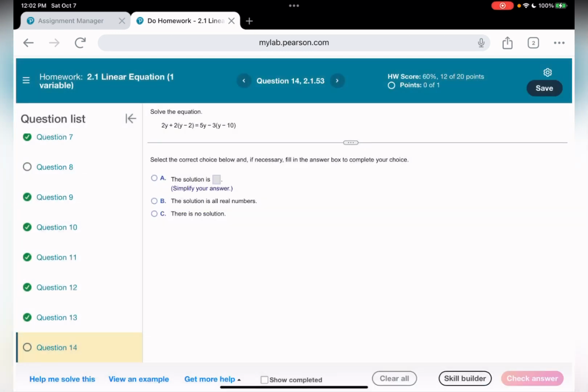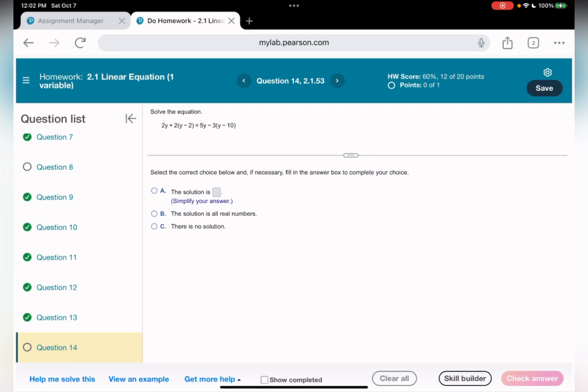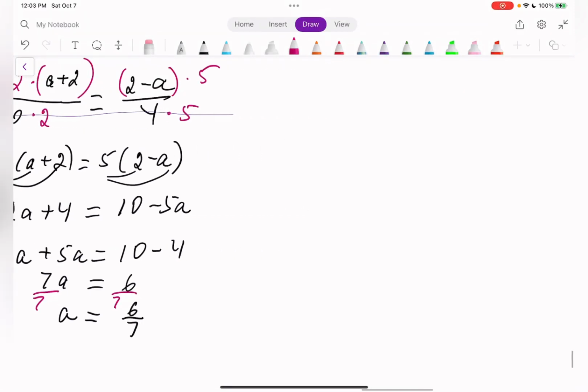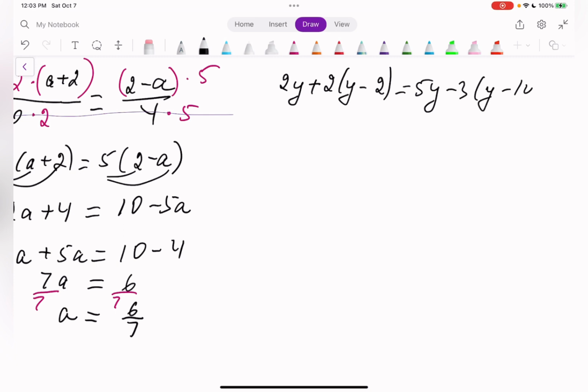Number 14. Let me solve. Okay. Real quick, 2y plus 2 times y minus 2 equals 5y minus 3 times y minus 10.